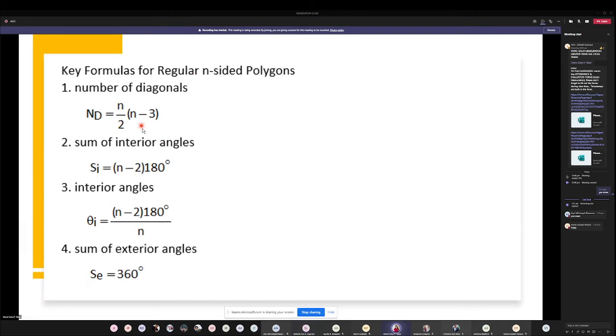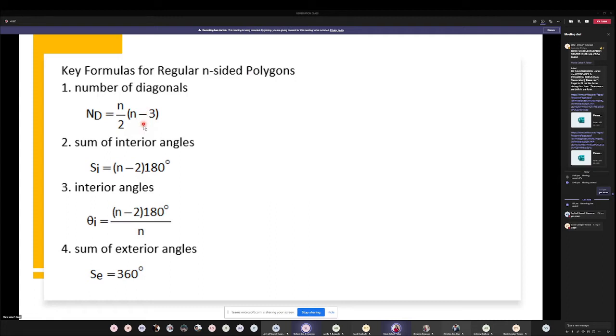So for the number of diagonals, instead of just counting, of course, if there are many sides, you don't have the luxury of time to count the diagonals. But if you forget the formula, you don't have a choice, you need to draw the polygon and then count the diagonals. So it's important to be familiar with the terms, so that if ever you forget the formulas, you can still answer the question correctly.